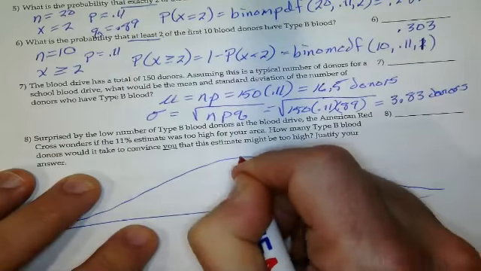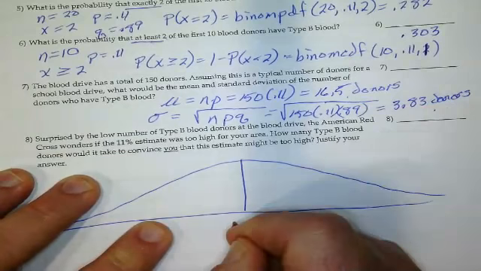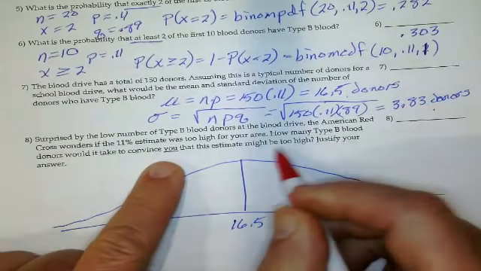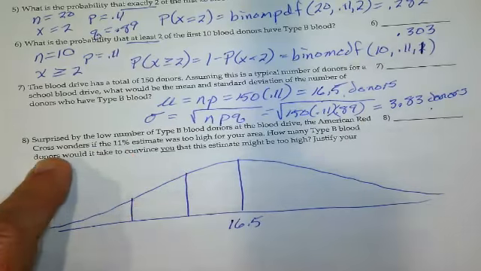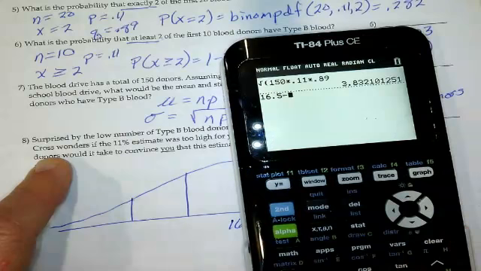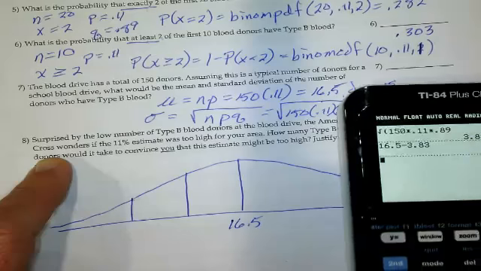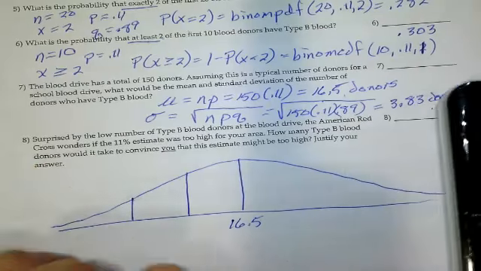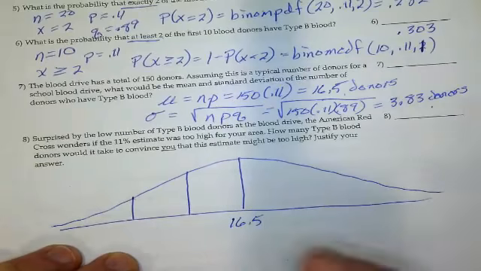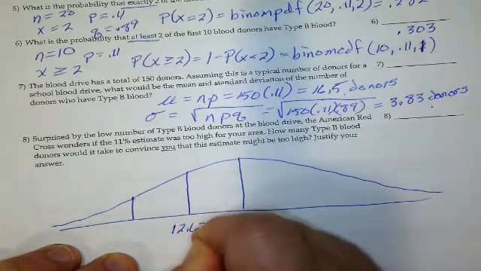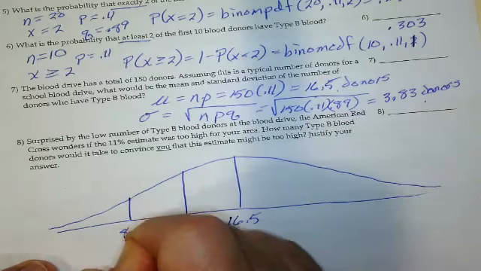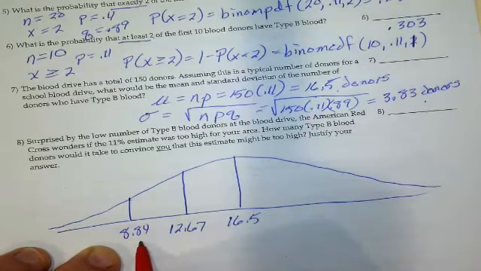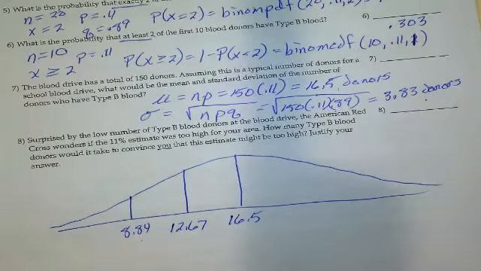Okay, so here we go. Here's my normal model. Here's my mean. Here's my standard deviation. And it says, how many would we expect to think that 11% is too high? So we need to go below this. And so we're going to subtract 16.5 minus 3.83, and that gives us 12.67. Then subtract 3.83 again, and that gives us 8.84. Now I'm going to stop there because we only need to go 2 standard deviations outside of the mean. That's what we consider unusual.